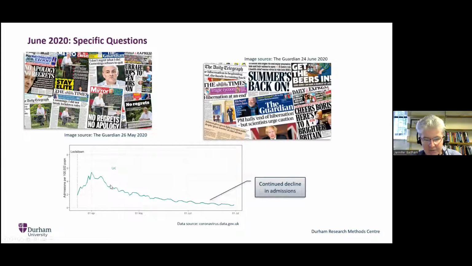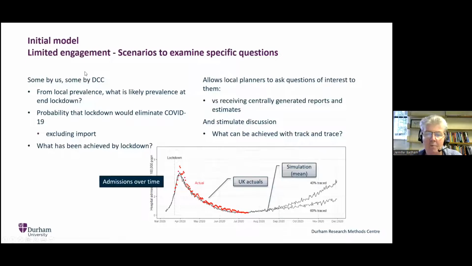We still had the same sort of data available, and there was a continued decline in admissions. But what we started getting at this point, after the demonstration, was the various LRF and intelligence team members starting to ask us about scenarios. So we created some scenarios. What we were trying to do was say, what do we think the likely prevalence at end of lockdown would be, or the probability that the lockdown could eliminate COVID-19, but also things like what has been achieved by lockdown. At the time there were lots of things.